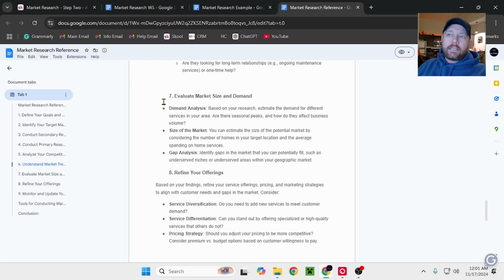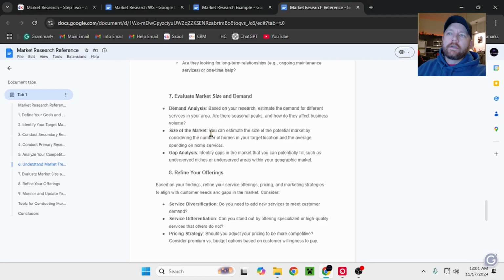Then we're going to evaluate the market size and its demand. So we'll start with a demand analysis and say, what are the service areas, are there seasonal peaks, and how does that affect the volume, right? So like I said, if we did an HVAC company that was only air conditioning, and so we only had 6-8 months out of the year to sell air conditioning, then obviously our demand is going to be much higher in the middle of summer and then much lower, zero, in the middle of winter. Maybe some people planning ahead.